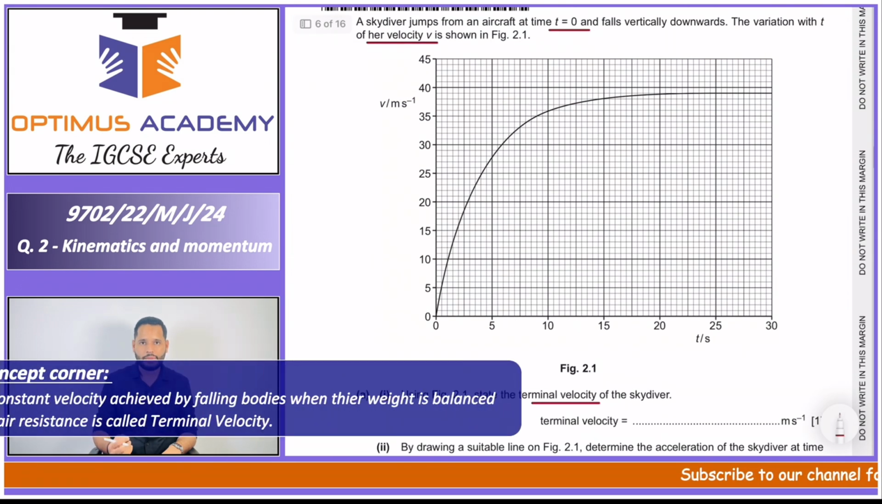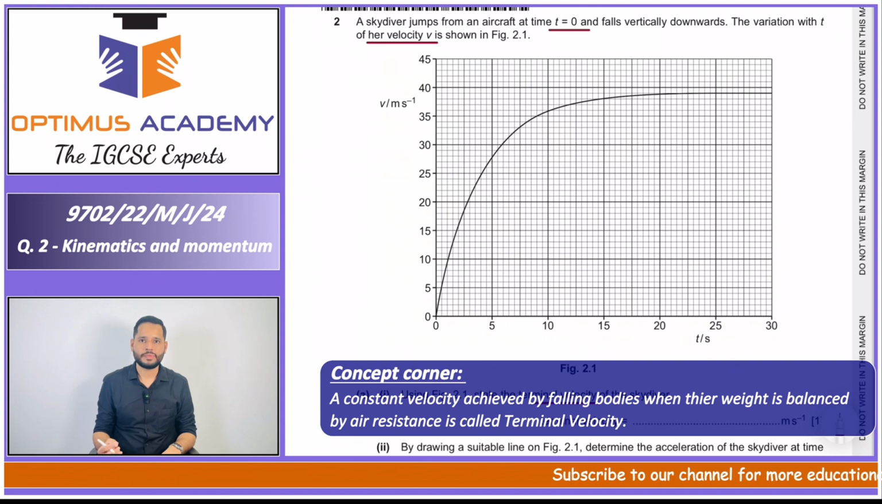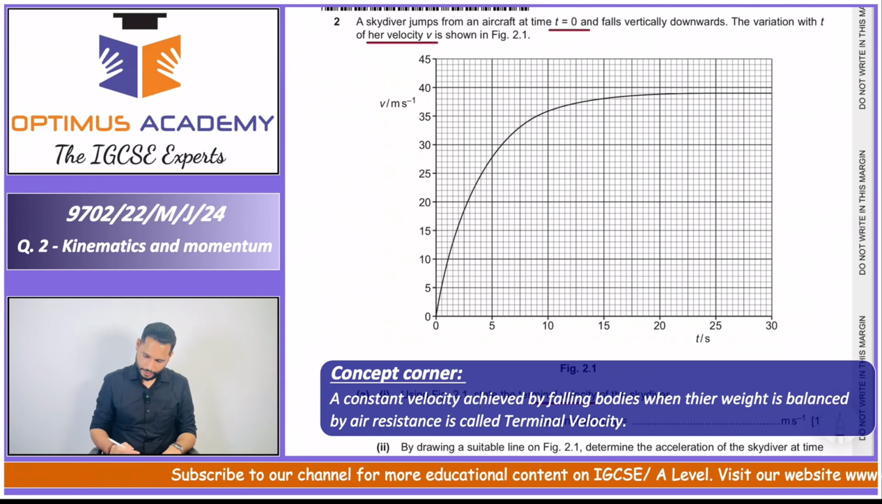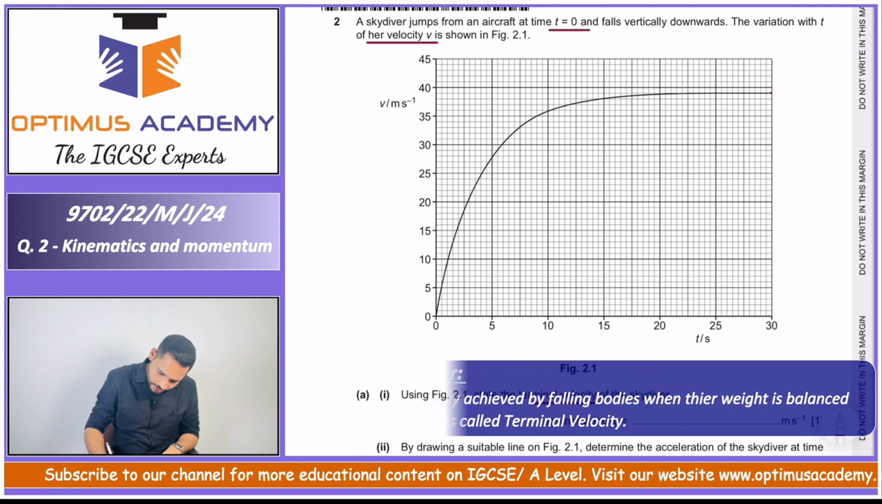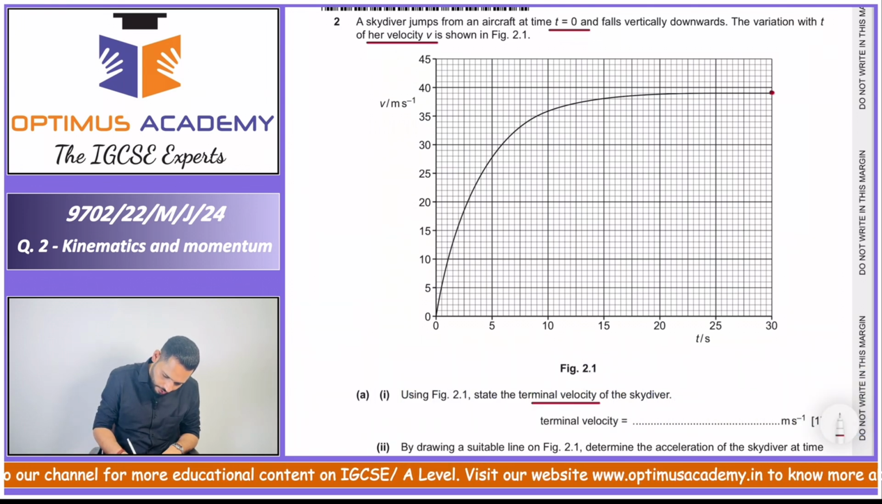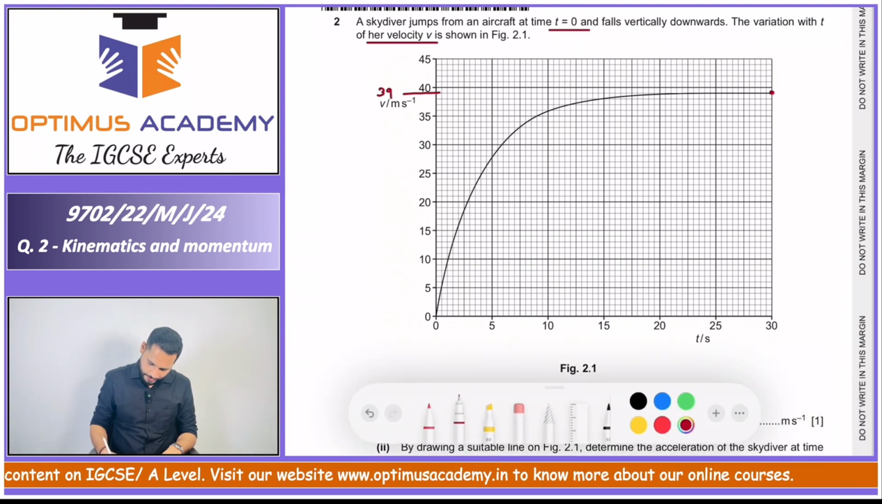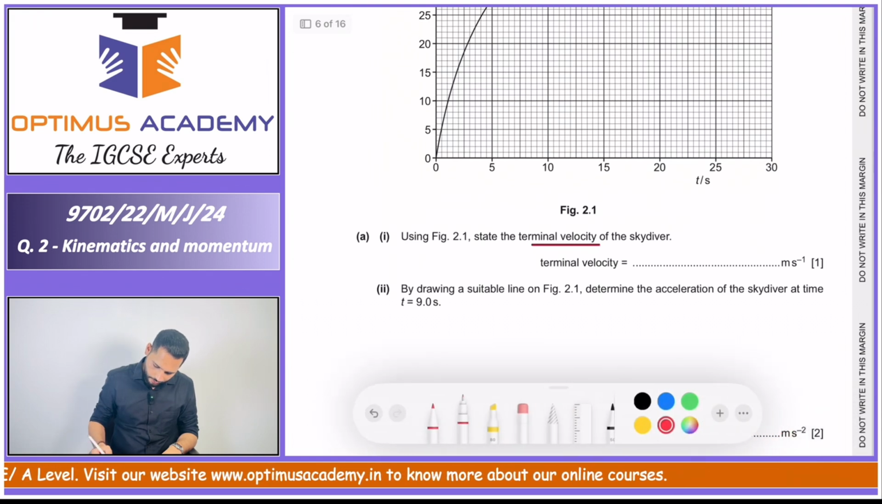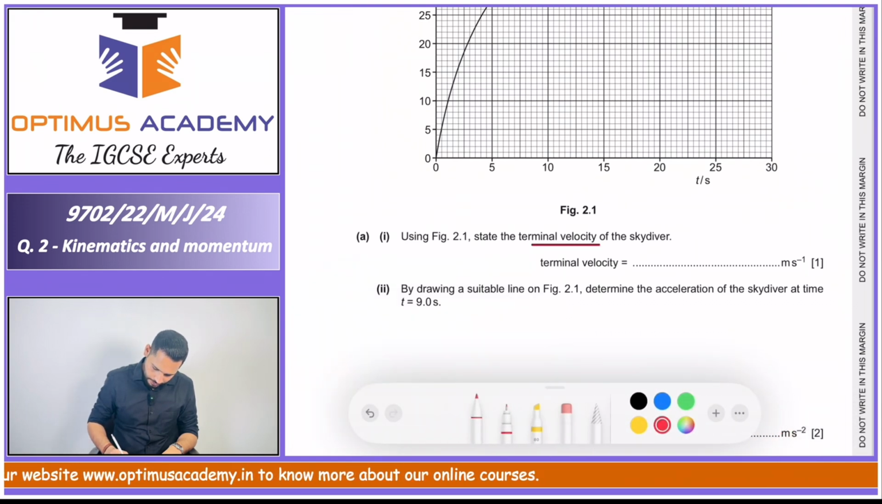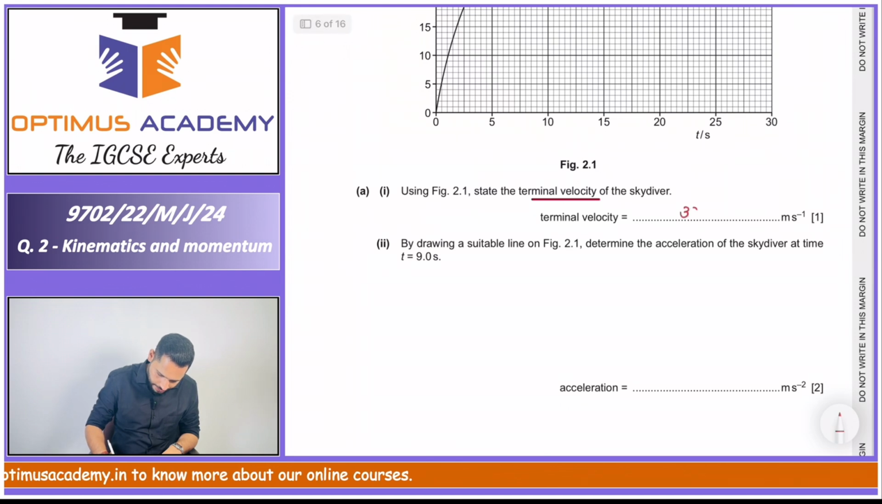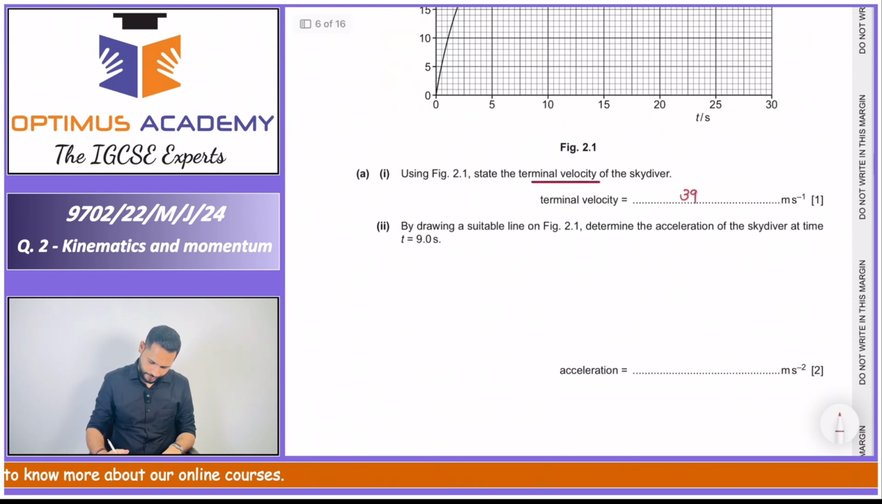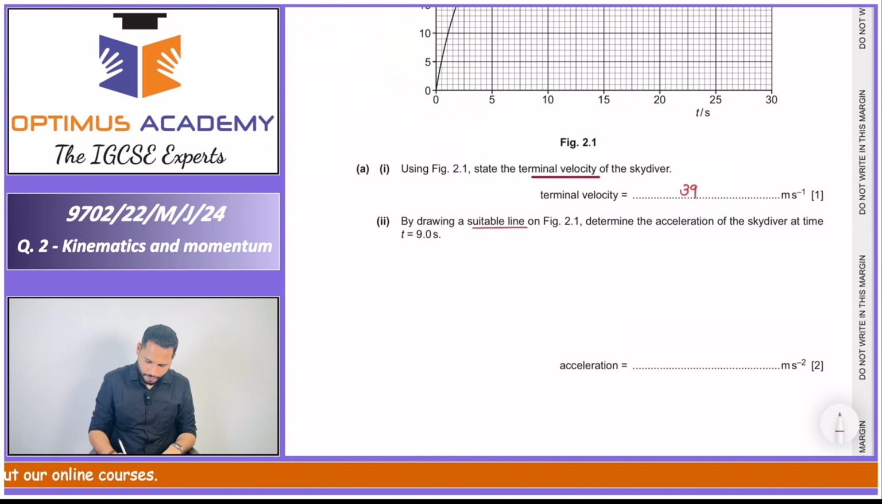Now we know that the terminal velocity is the constant velocity achieved by falling objects when the weight of the object, or the downward force, is balanced by air resistance, which is the upward force. Here, the object achieves a constant velocity of this value, which is here, that's 39. So, the answer here for terminal velocity would be 39 meter per second.